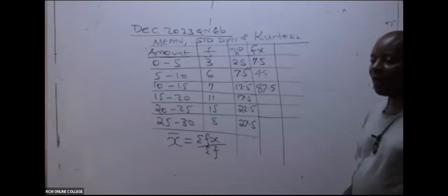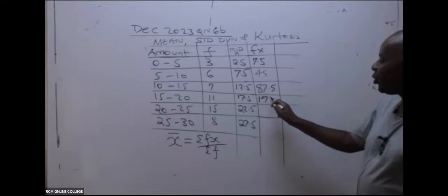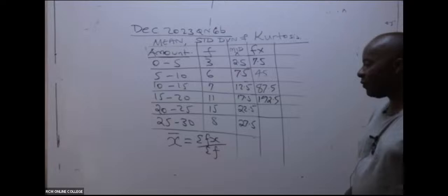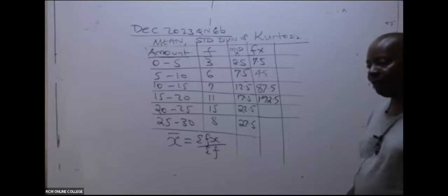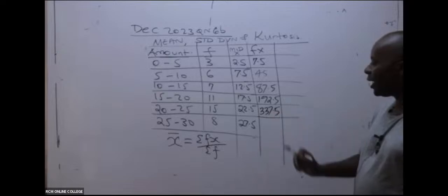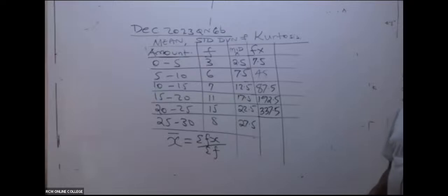11 times 17.5. So please give me an answer. 192.5. So here we have 192.5. Then we have 15 times 22.5. What do we have? 337.5. Then lastly, we have 8 times 27.5. What do we have here?